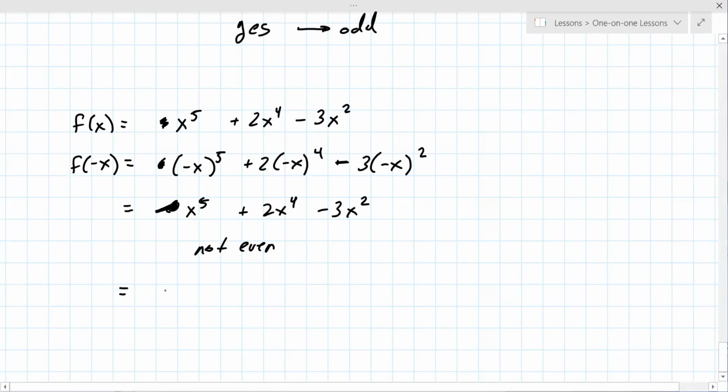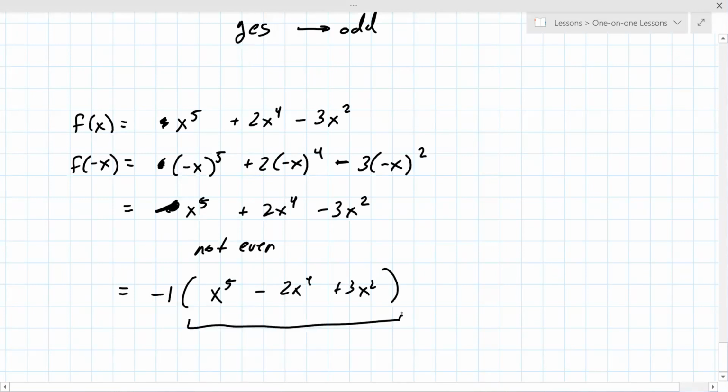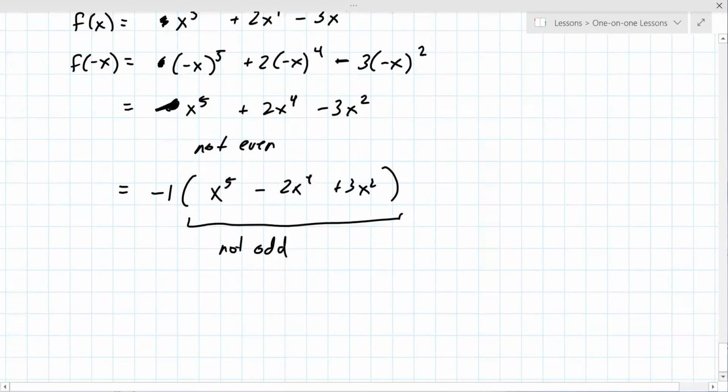And then you factor out a -1. So you have -1 times x to the 5th minus 2x to the 4th plus 3x squared. That's different. Is this the original? No, so it's not odd, which means that it's neither.